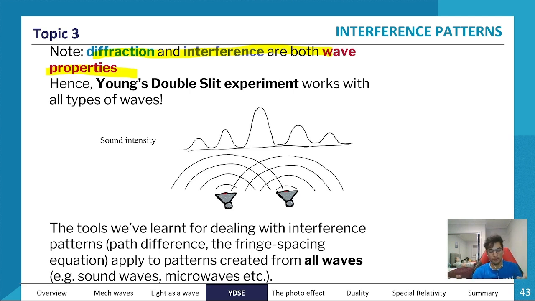So you can imagine we have these two speakers, and in the middle you're going to have some really loud music. But if you move to the next fringe, it's going to be very quiet, and then the next fringe after that is going to be loud, and that pattern is going to keep continuing. And again, like was said before, the intensity of the sound will decrease as you move further out from the center.